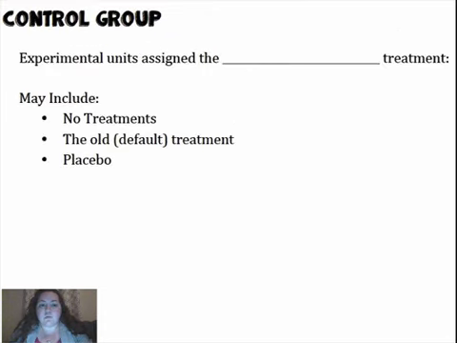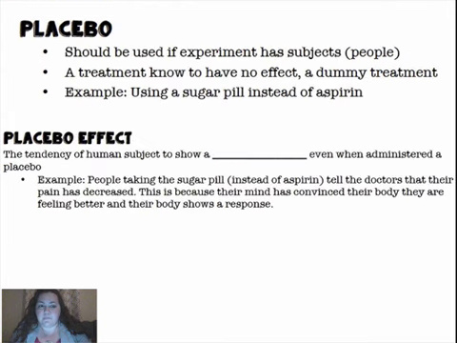Alright, a control group. Experimental units assigned the baseline treatment. So this may be where they get no treatment at all, or it's the old treatment, or a placebo. Alright, a placebo should be used if an experiment has subjects. So remember, subjects are human beings. So if it's being done on humans, then there should be a placebo when we're designing the experiment.